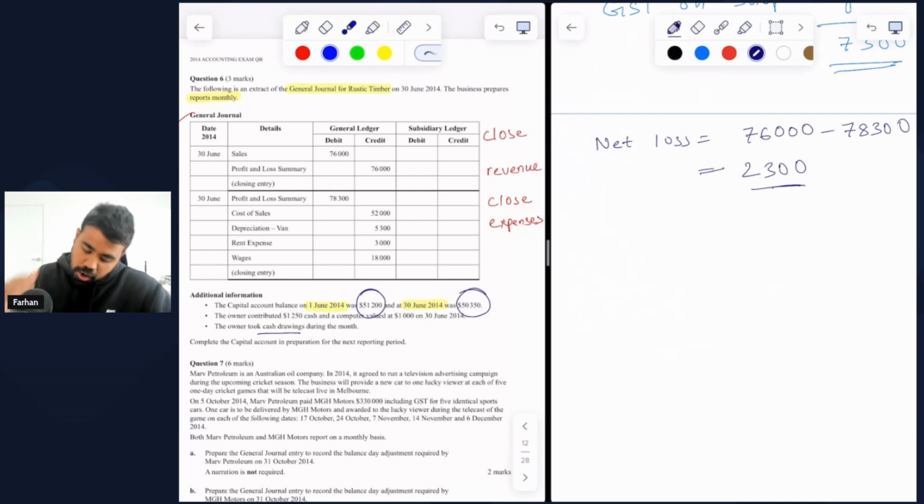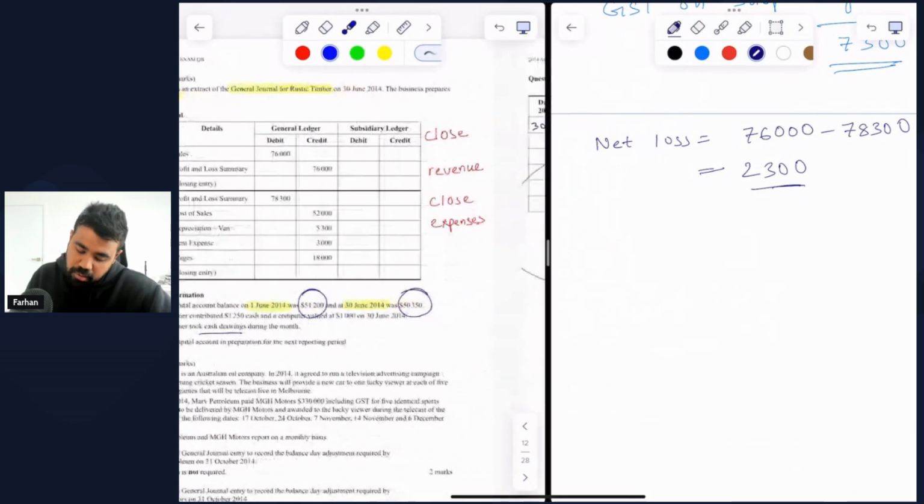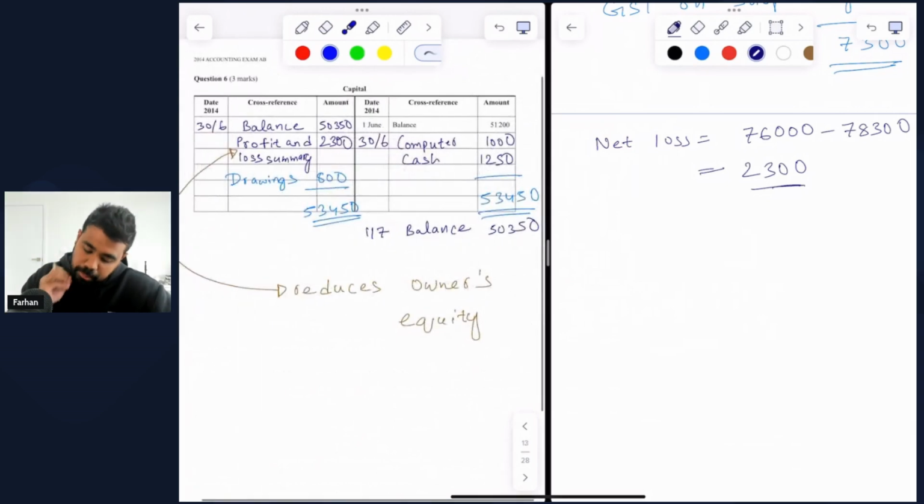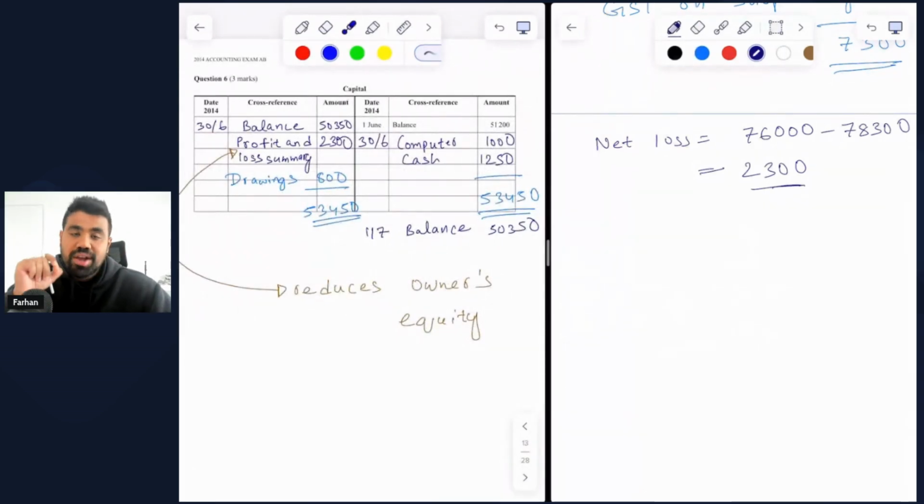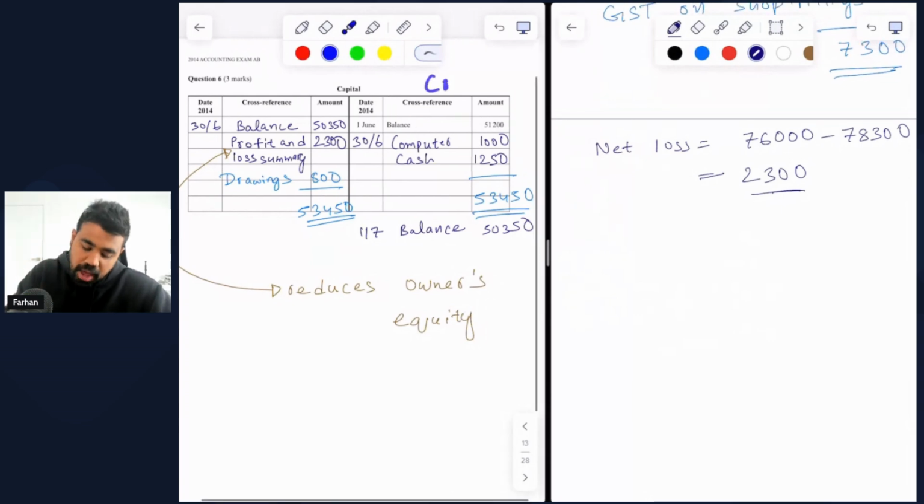Okay, so the additional information says that the opening capital balance on 1 June 2014 was $51,200. And at 30 June 2014, it was $50,350. So we are given the opening balance at 1 June and the closing balance at 30 June. So let's look into the capital account, which we have already prepared. Now, capital by default is always credited. This means that the opening balance of the capital account is always on the credit side of the ledger account, and the closing balance is always on the debit side.